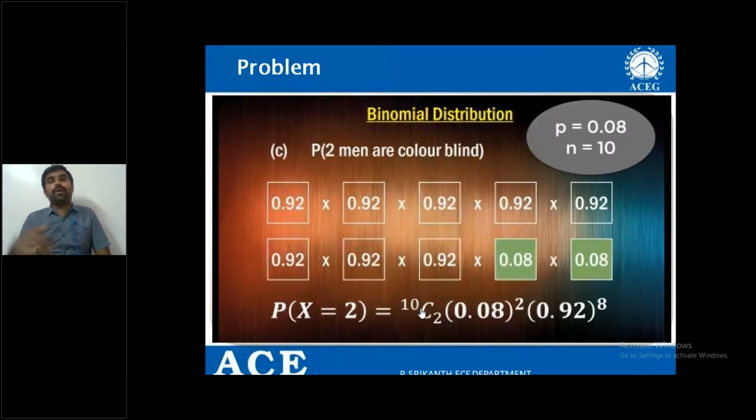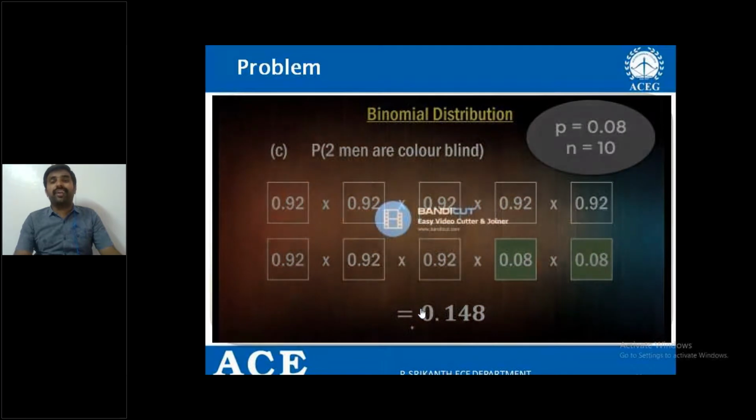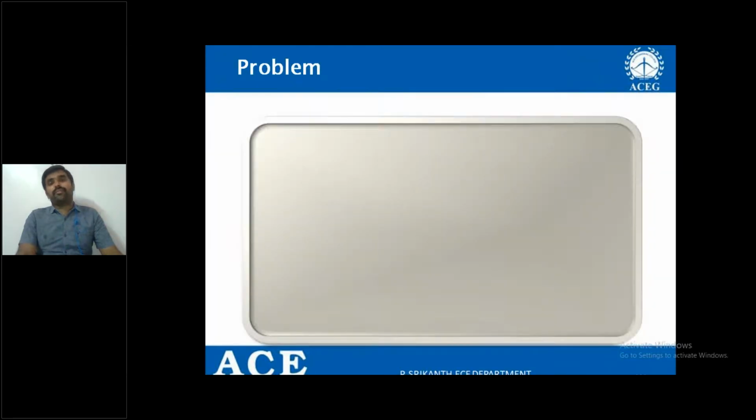That is, in how many possible ways can you arrange? The two members can be selected in how many possible ways? 10C2 into 0.08 power 2 into 0.92 power 8. That is the probability of x equal to 2. That is, two men are with color blindness, right? Here, two men are with color blindness.